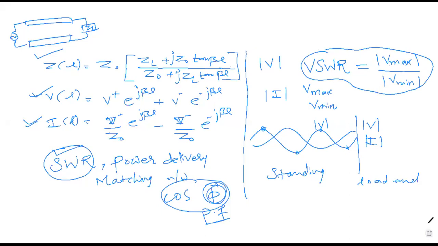So how to get this VSWR? It's basically the ratio of Vmax upon Vmin. But where will we get Vmax? First, we need to get the mod of V. So how will we get mod of V? Can anyone tell me?